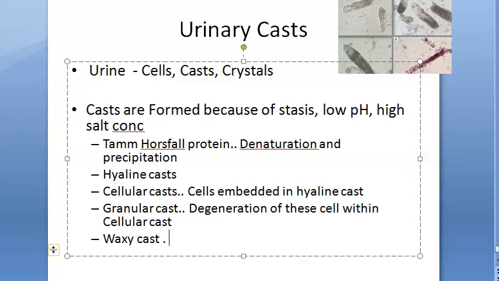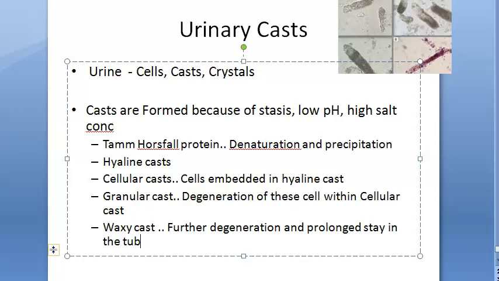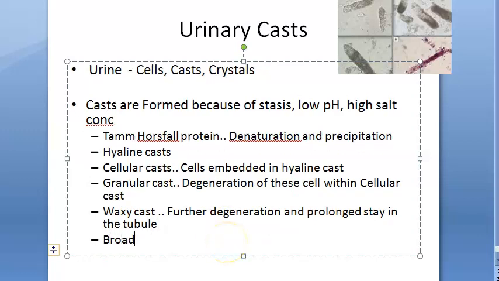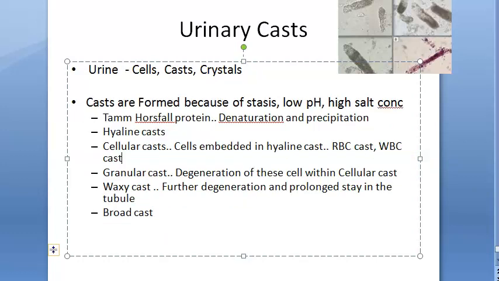How is a waxy cast formed? Further degeneration and prolonged stay in the tubule will form a waxy cast. Then they are saying it is nothing but a broad cast. So you have cellular casts. Examples of cellular casts: RBC cast, WBC cast, etc.